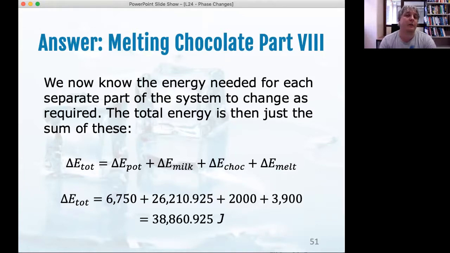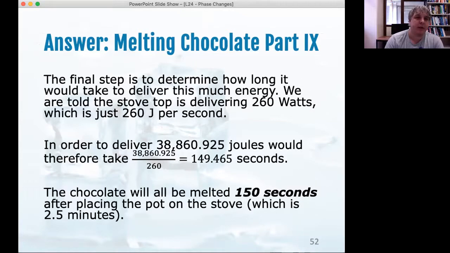So we can take those four energies we just calculated and add them all together, and we see that the total energy needed is 38,860.925 joules, and that will get us from our original scenario to the final scenario of having a melted block of chocolate in the now warmed milk and the warm pot.